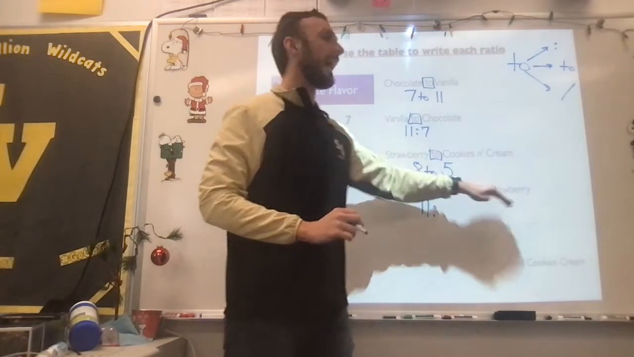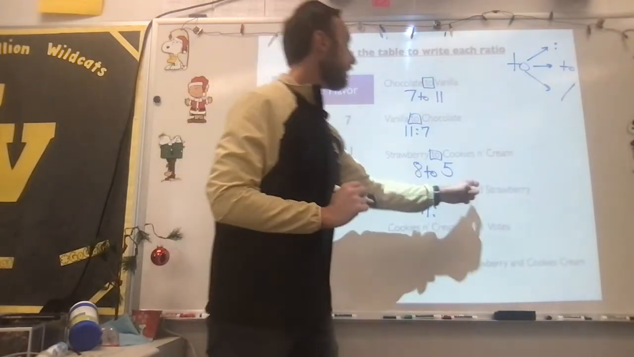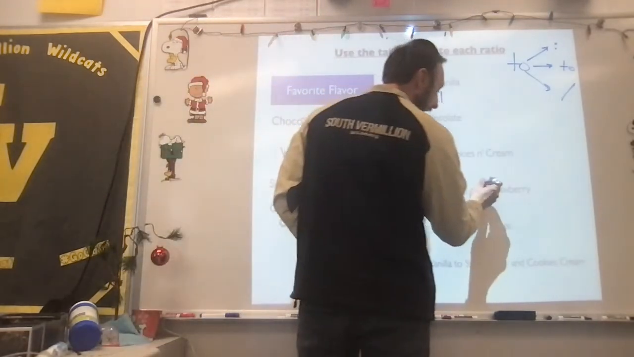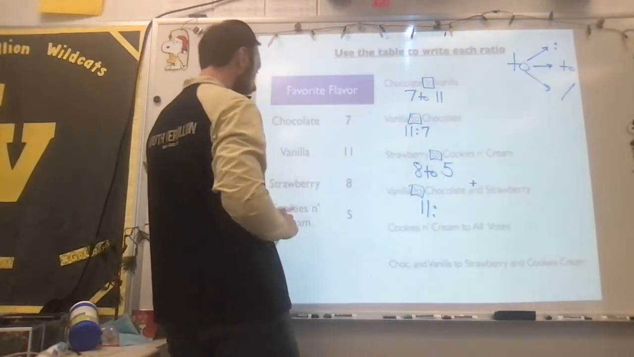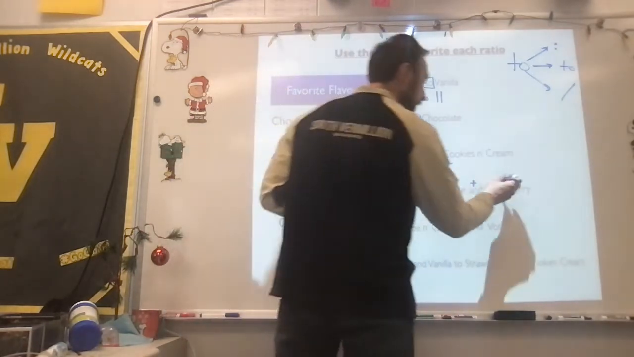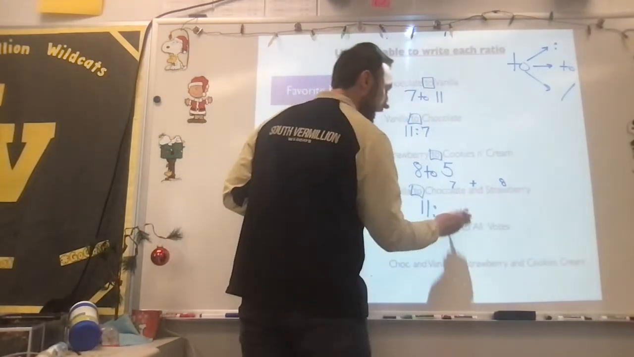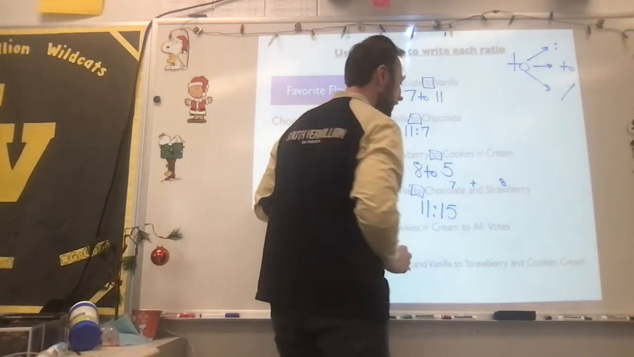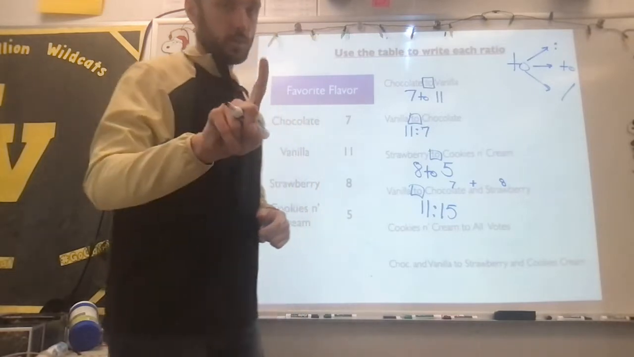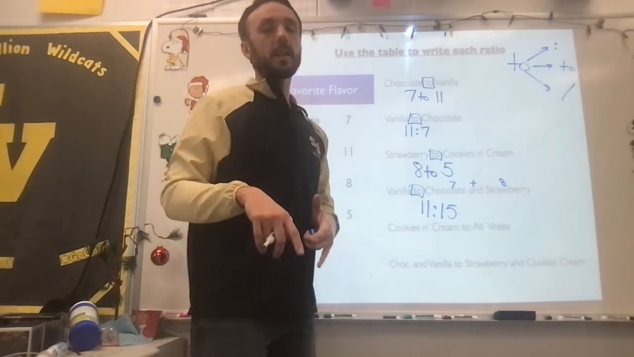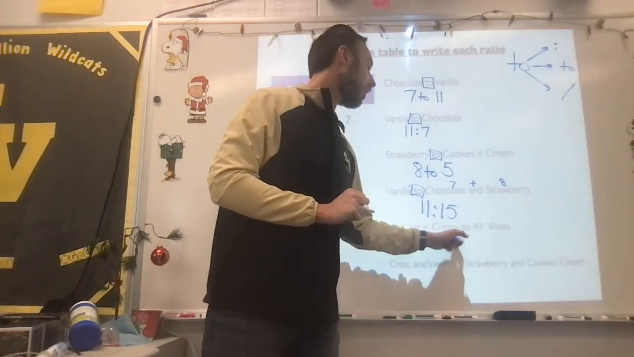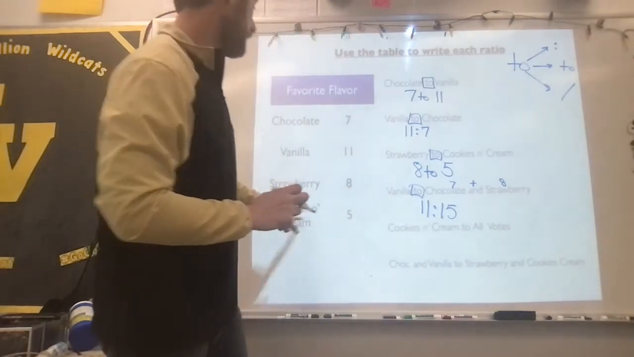It says chocolate and strawberry. If you have the word "and" in a ratio, that tells us to add those 2 together. So chocolate is 7. Strawberry is 8. 7 plus 8 is 15, and that is your answer. So you only write the colon, the word "to", or the fraction bar just once. And if it has the word "and", then you combine the other votes. Cookies and cream to all votes. Cookies and cream is 5.